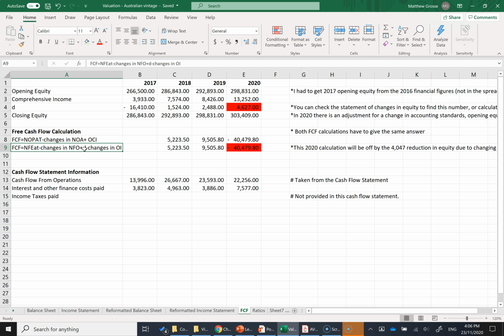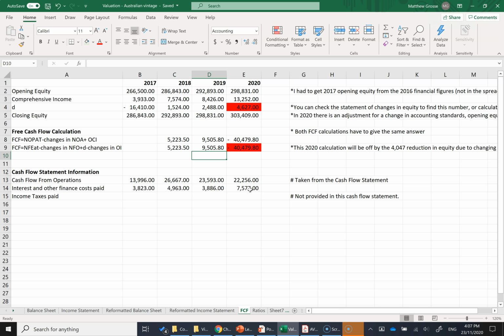Next line, we're doing it a slightly different way via the financing activities: net financial expense after tax from the reformatted income statement, changes in NFO from our reformatted balance sheet, plus D, the dividends, which we have just calculated up here, minus changes in ownership interest. We need to make sure that these free cash flow numbers balance out. Both methods will give us the same answer. If they don't, it means we've got a mistake somewhere. And I've taken some information from the cash flow statement, cash flow from operations and interest and other taxes, for future weeks when we're going to look at ratios as well.